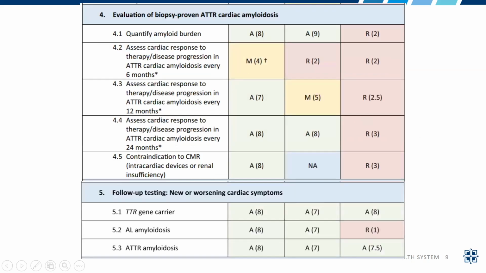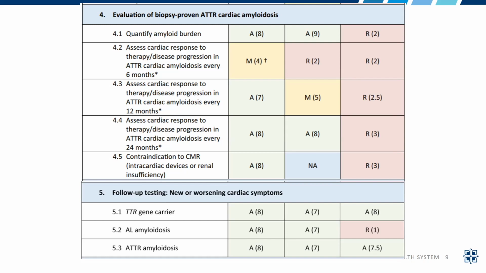And then evaluation of biopsy-proven ATTR cardiac amyloidosis. Here we don't really have data, and so currently this is listed as rarely appropriate for nuclear bone scintigraphy for things like quantifying the amyloid burden and assessing response to therapy. Hopefully, with more data and different techniques to quantify amyloid burden, we may see some of those change in the future.